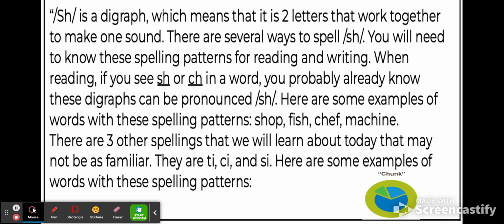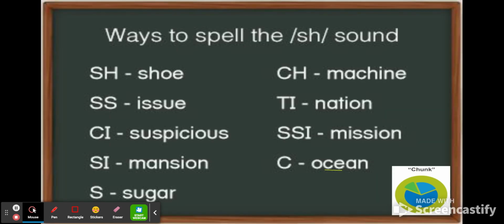There are three other spellings that we will learn about today that may not be as familiar. They are called T, C, and C. Here are some examples of the words with these spelling patterns. Here we go. Ways to spell the sh sound.